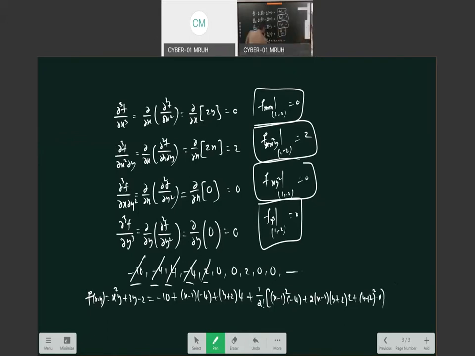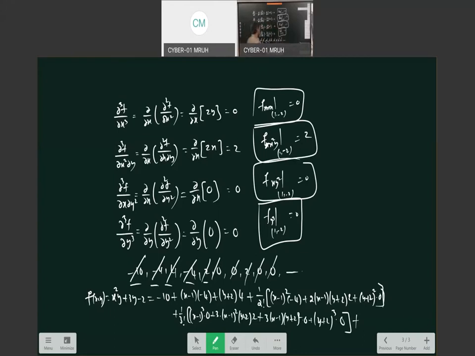Plus, so this is on this and that, plus 1 by 3 factorial into (x minus 1) whole cube into 0 plus 3 into (x minus 1) whole square into (y plus 2) into 2 plus 3 into (x minus 1) into (y plus 2) whole square into 0 plus (y plus 2) whole cube into 0 plus 1 by 4 factorial into, like that it comes.